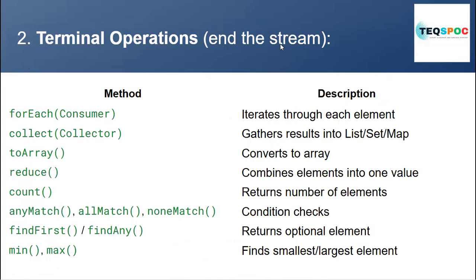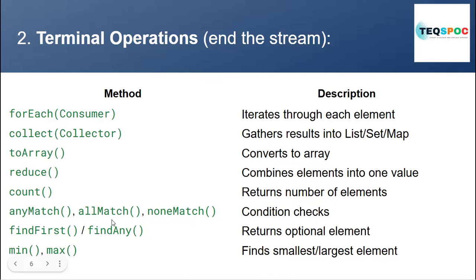Now, what are terminal operations? In terminal operations, we use forEach for iteration, just like we use for each with an array. Collect gathers the result into a list, set, or map. toArray converts your list or set into an array. Reduce combines the elements into one value. Count is used for counting the values.